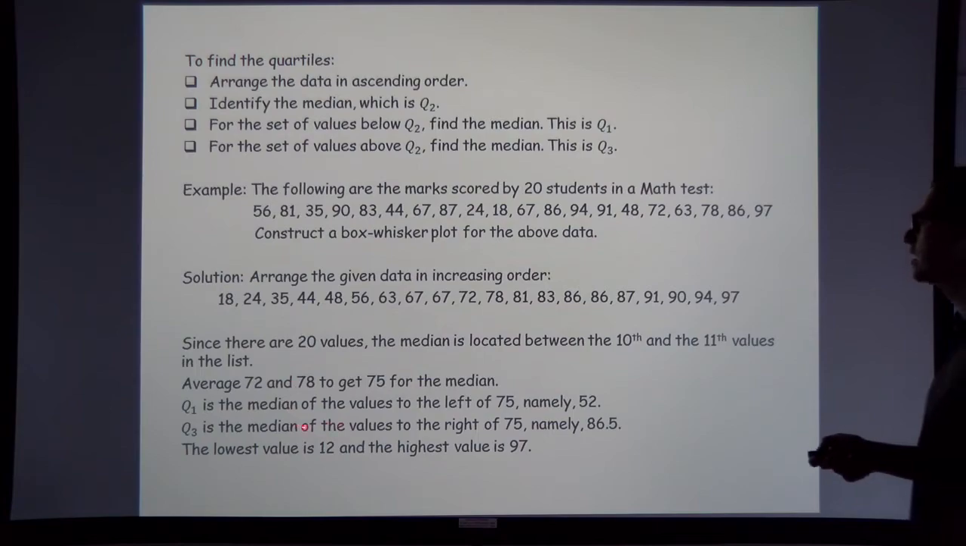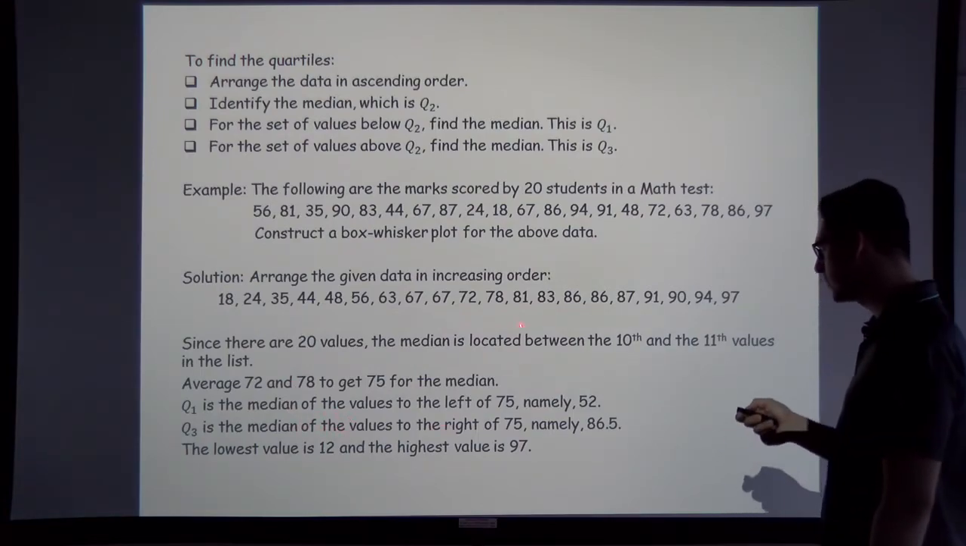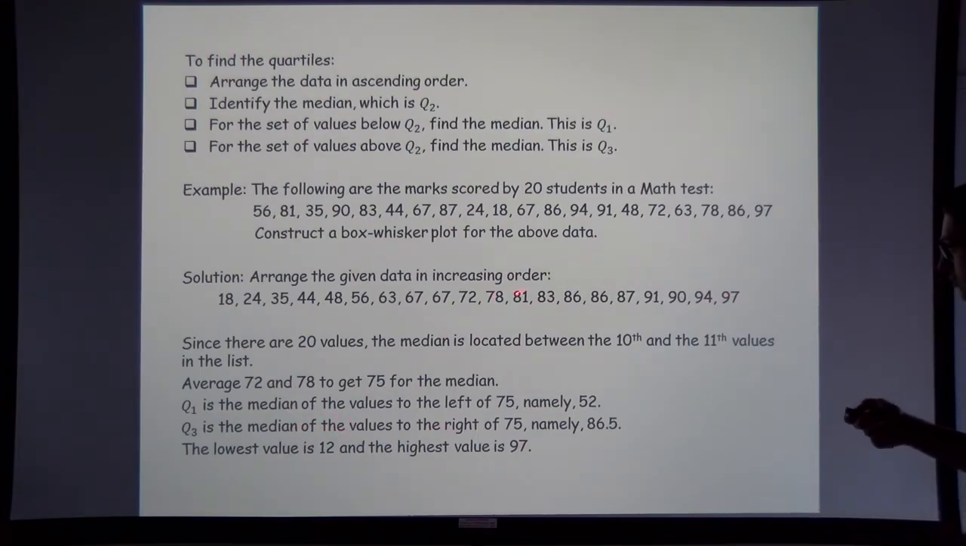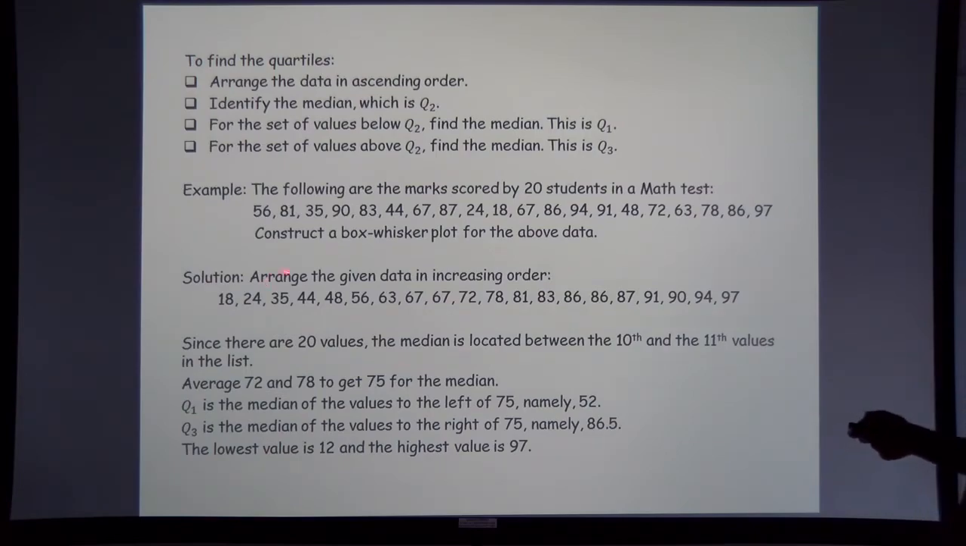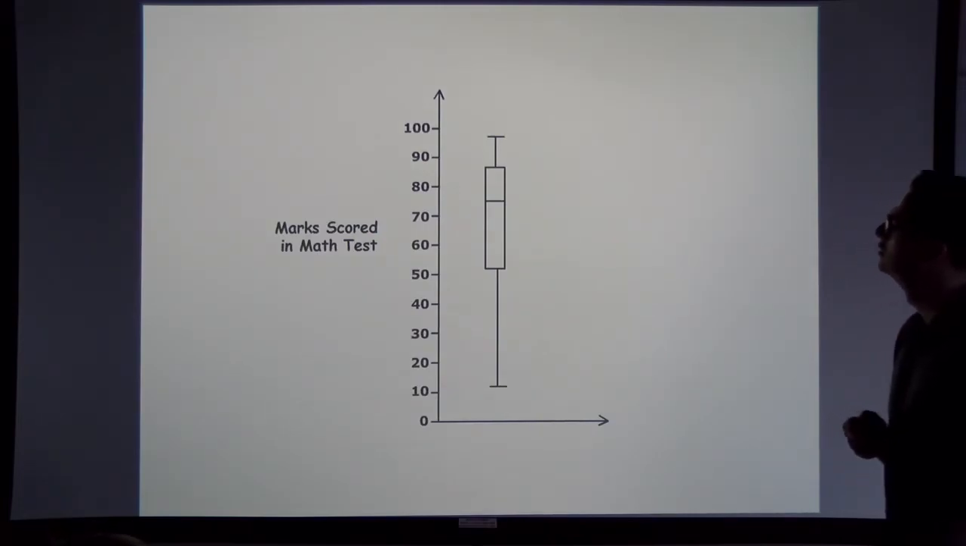The third quartile is the median of the values to the right of 75. So all your numbers to the right, your 2 middle numbers are 86 and 87. Average them out to get a median of 86.5. The lowest value is 12, and the highest value is 97. The lowest value should actually be 18. I don't know why it says 12. It should be 18. I apologize.